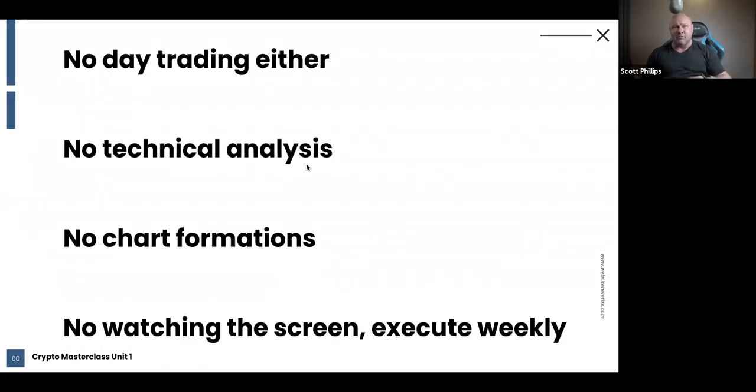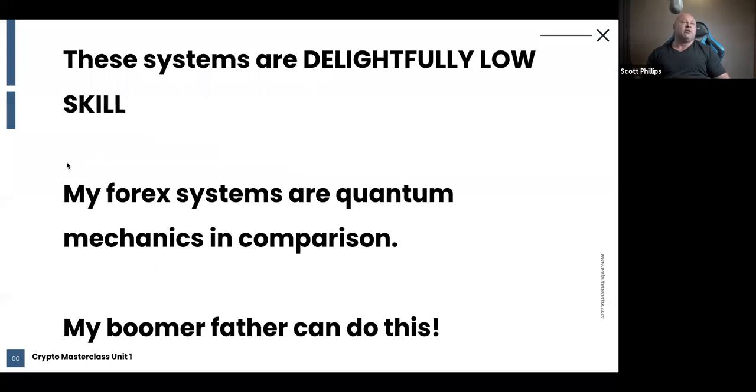And some other advantages: no day trading, no sitting in front of the screen, no intraday entries. You're going to enter these once a week. No technical analysis, no chart formations to watch for, no watching the screen. So these become very, very simple things to execute. They're delightfully low skill.